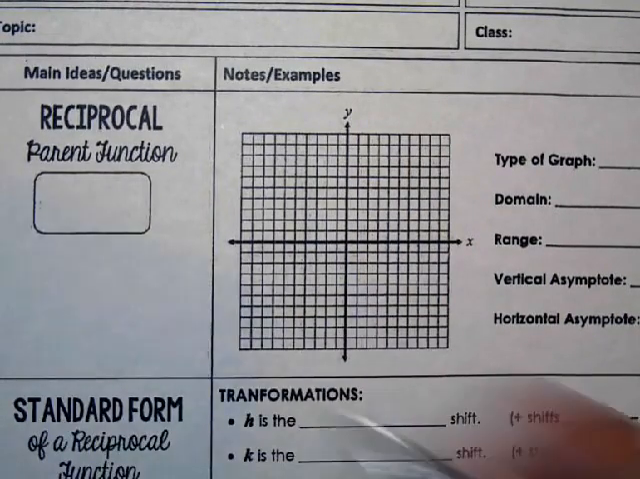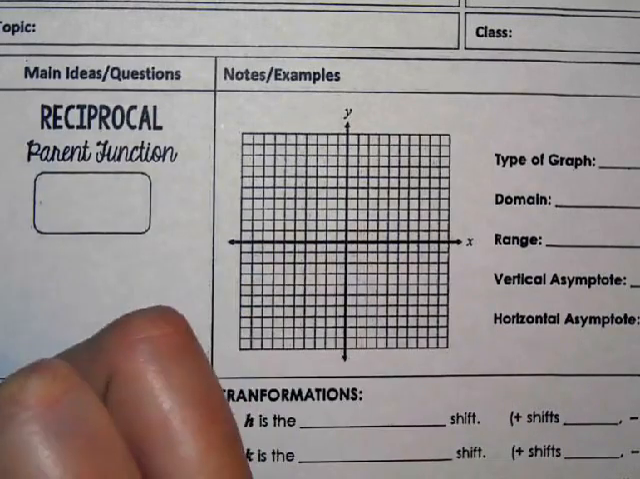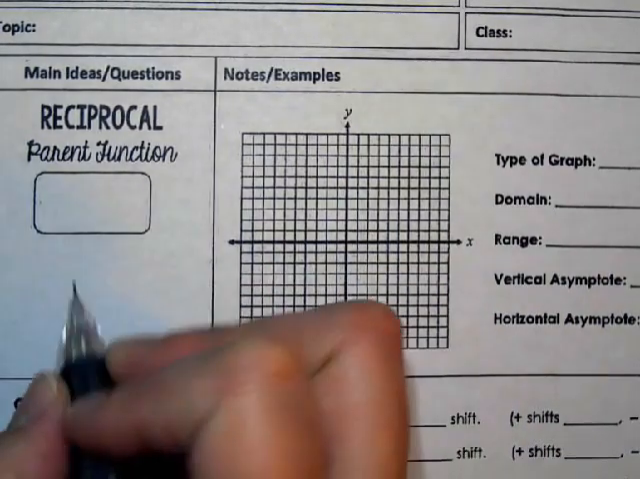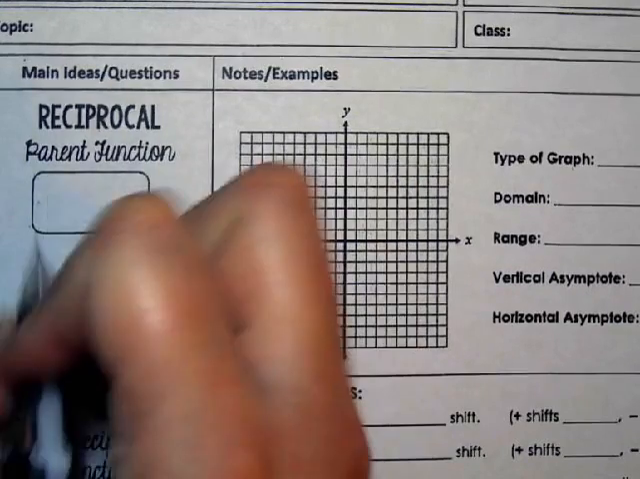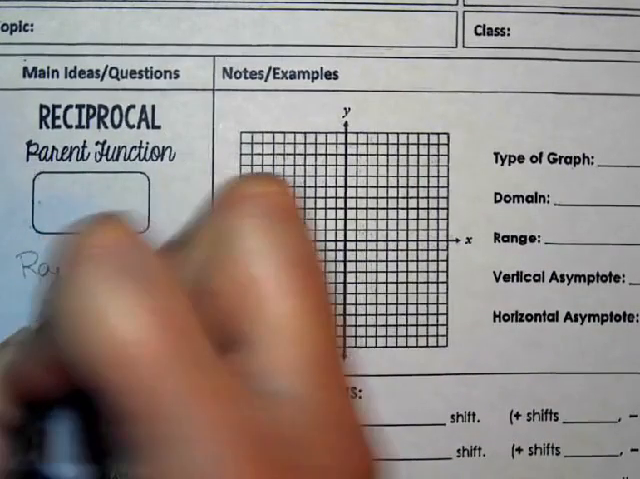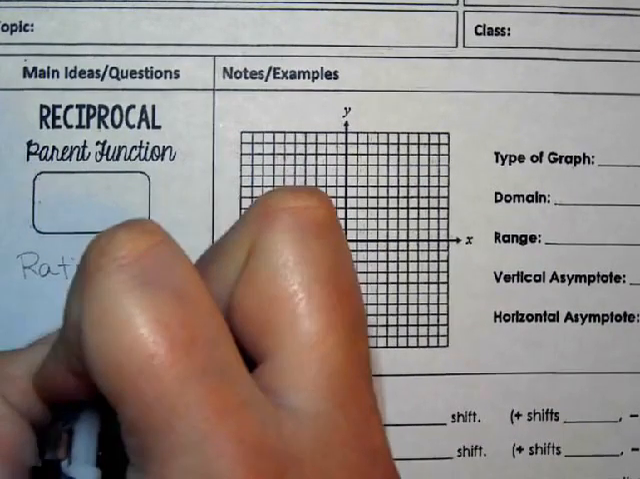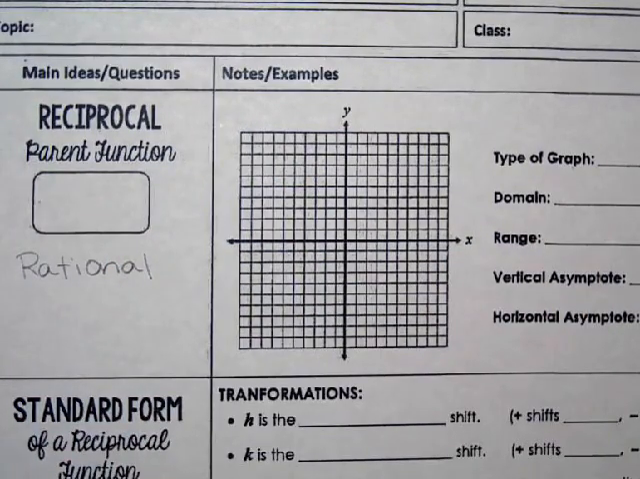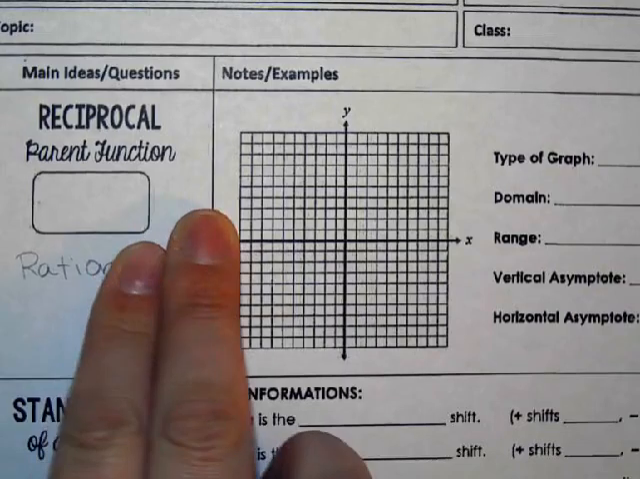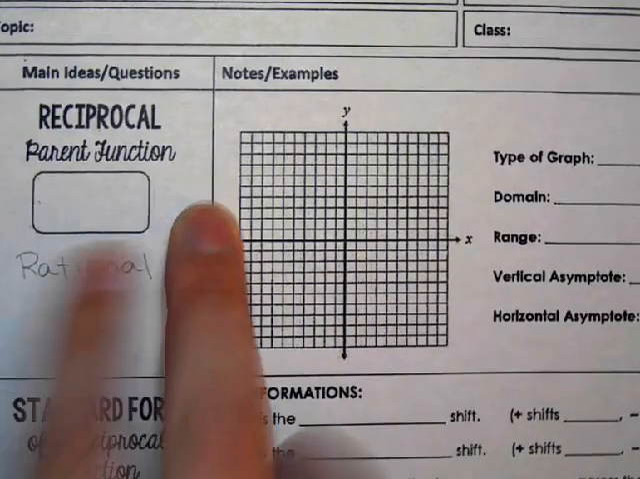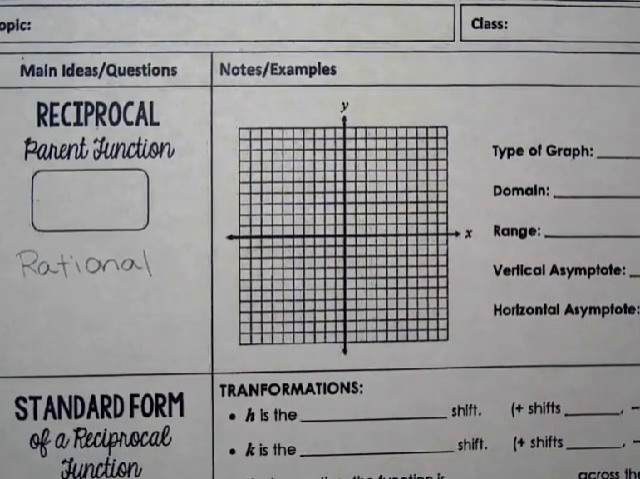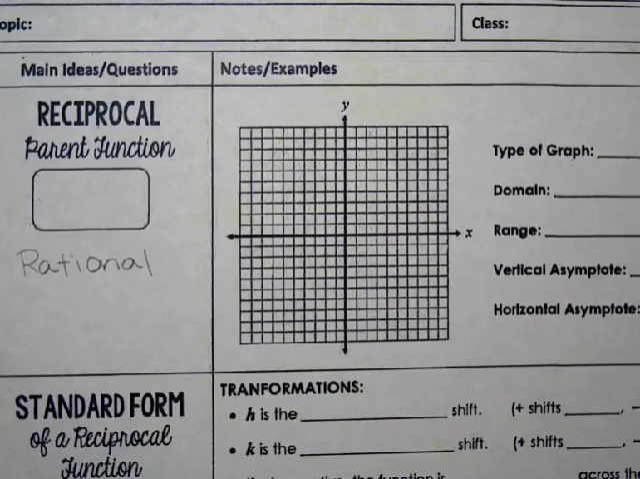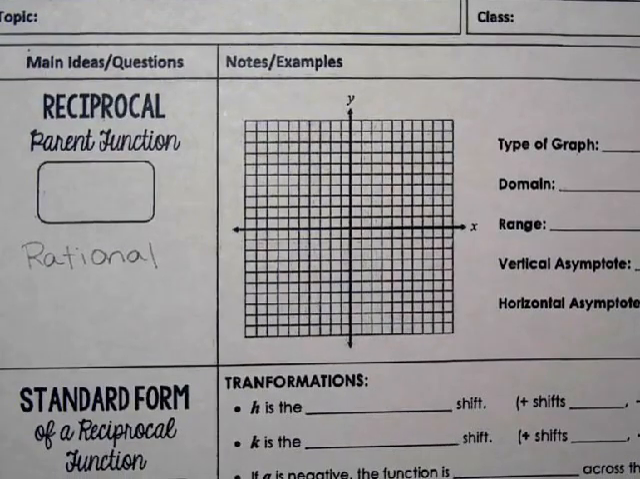People sometimes call it reciprocal. Gina Wilson called all of these graphs reciprocal. More often, people call them rational. What does the word rational mean in math? Means fraction. Ratio, fraction. Yep. So rational graphs, that means that we're going to be dealing with the graphs that look like fractions.